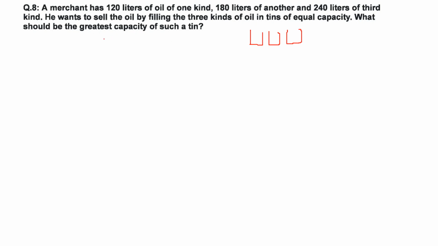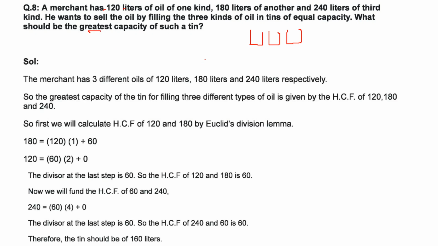So when it comes to greatest, that means it is highest. Highest common means these three are there and we need to have a common value and factor which pertains to all these three. So we have to find out the HCF of these three. So how do we find out the HCF of these three?